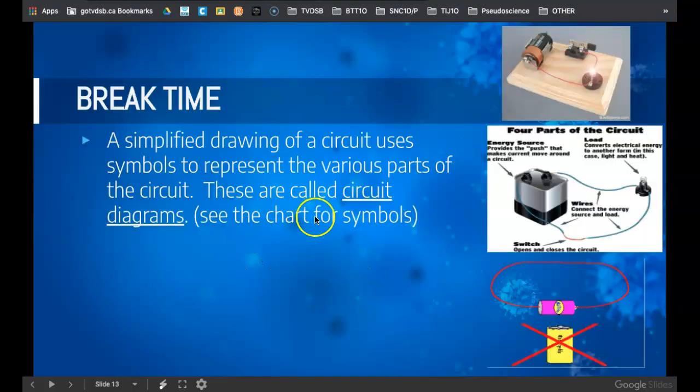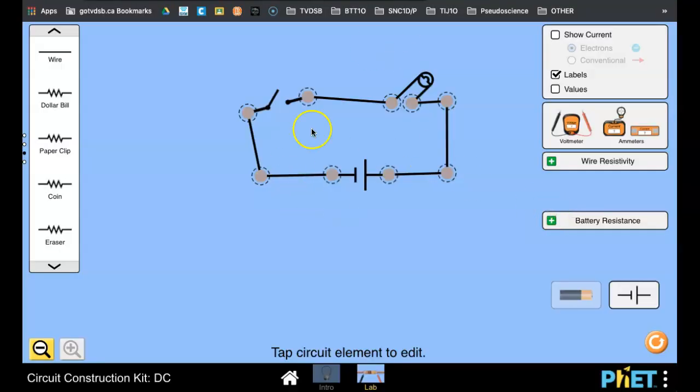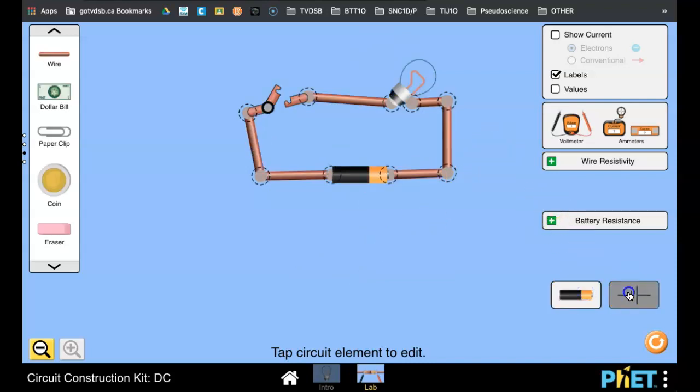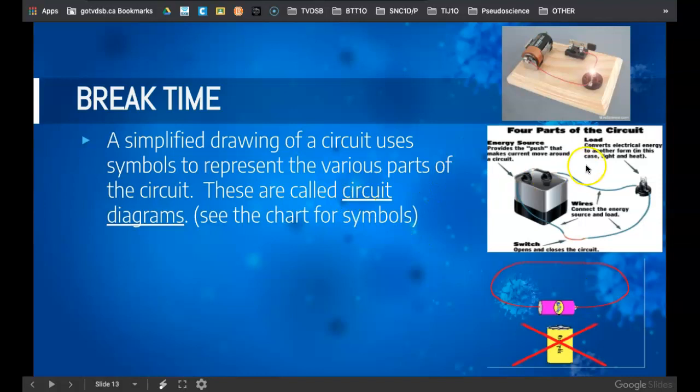So try drawing these three. You might want to try making them in here first and then switching it between this and this, and then draw out those circuits on a piece of paper, okay?